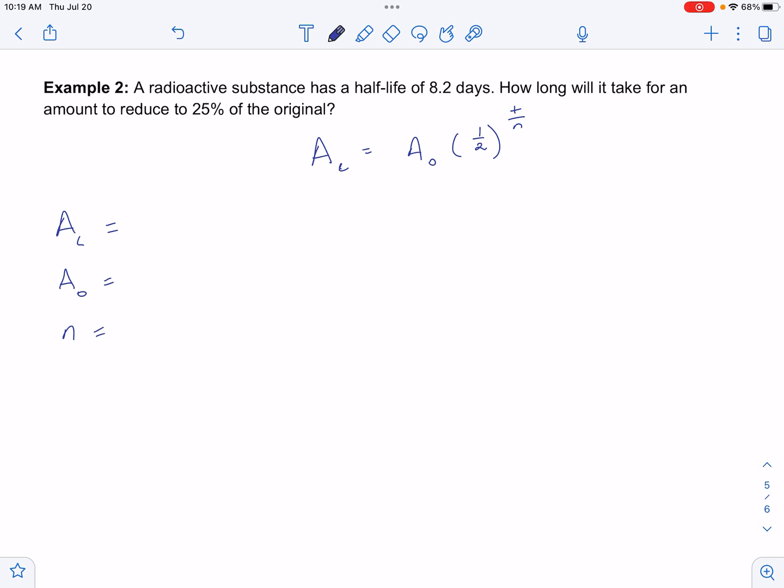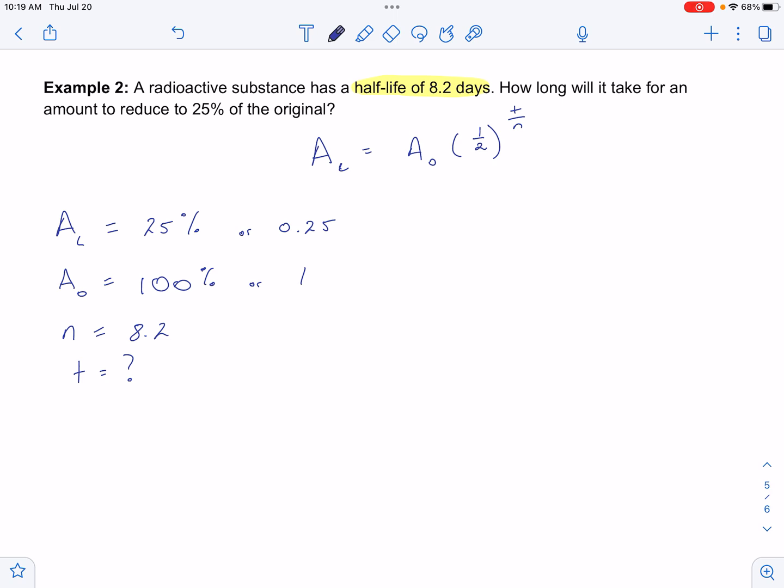The original amount that we're starting with is going to be 100, as in 100%. We're starting with 100%, or just 1. Because the amount left that we're looking for is 25, or 0.25. N, you'll recall, is the half-life. And we've been told here it has a half-life of 8.2 days, so n is 8.2. We're trying to figure out how long it takes to get there, so our t is unknown.